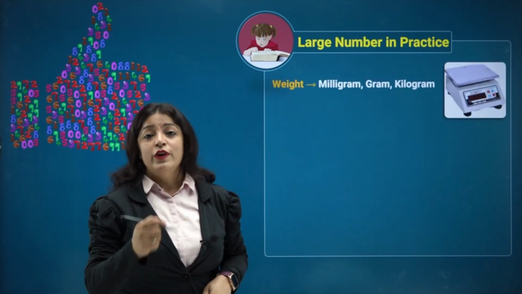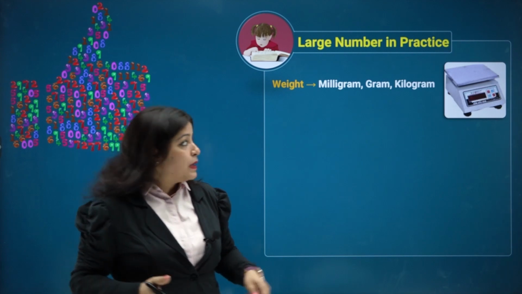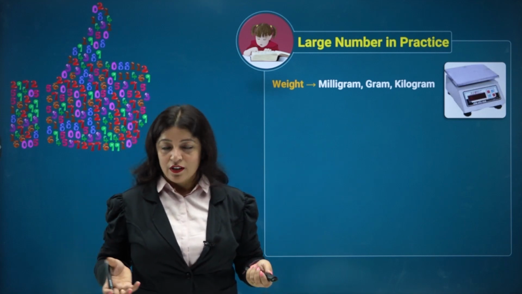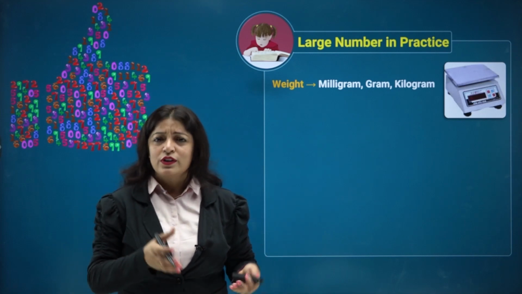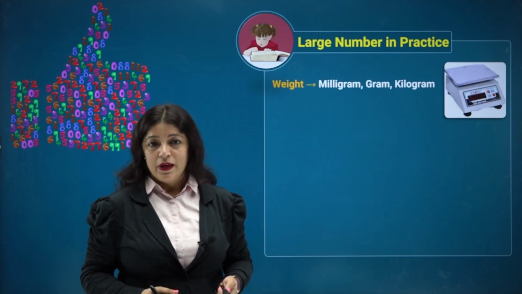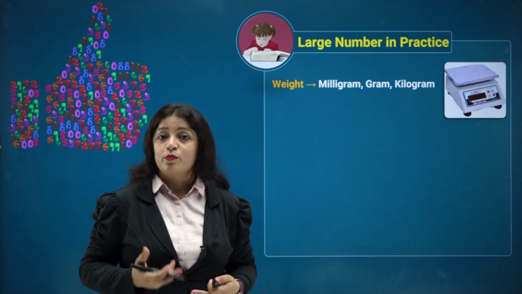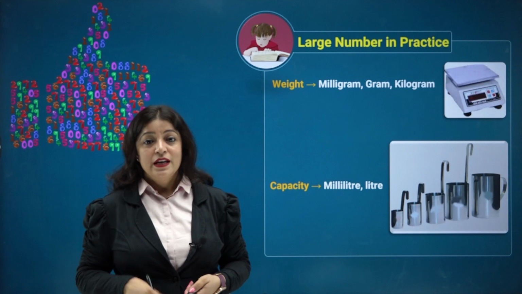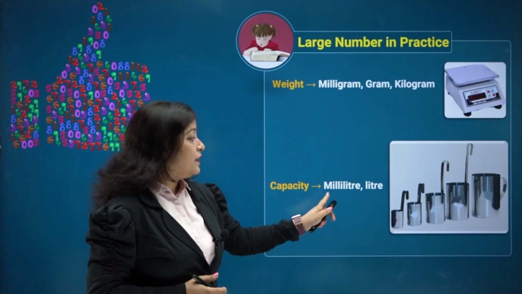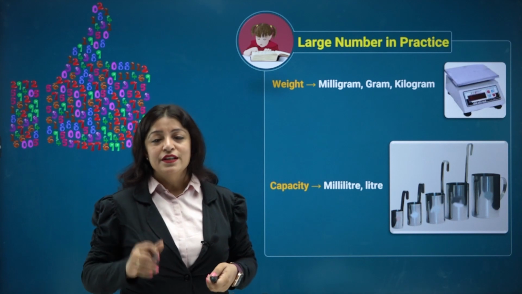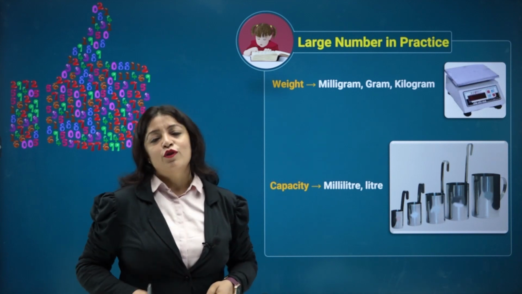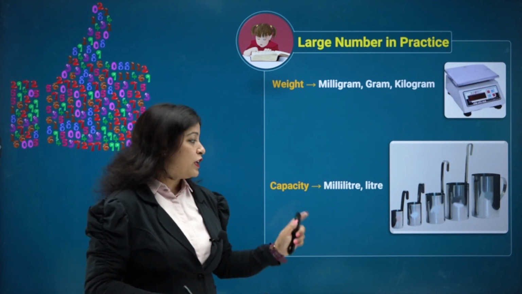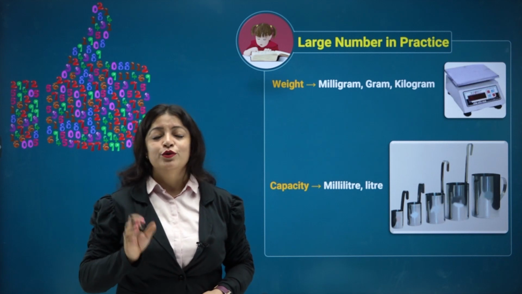Similarly, when we come to weight, it may be measured in milligrams, grams, or kilograms. You must have seen a weighing machine, and a digital weighing machine also. So there are different instruments to measure them, but they also have different units. Here we will be concentrating on the units of measurement. Now for capacity, you may measure it in milliliters or liters. These are the standard units for measurement. For length, it is the meter. For weight, it is the gram. For capacity, it is the liter. These are the standard units of measurement.